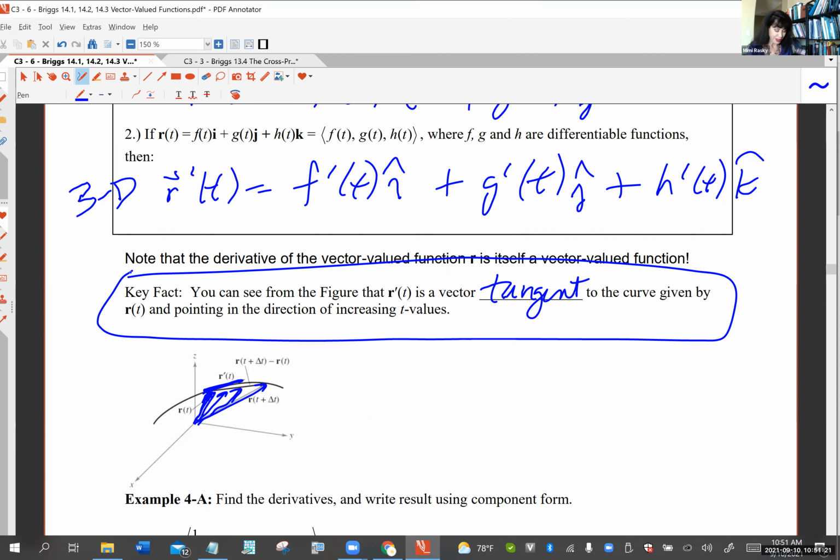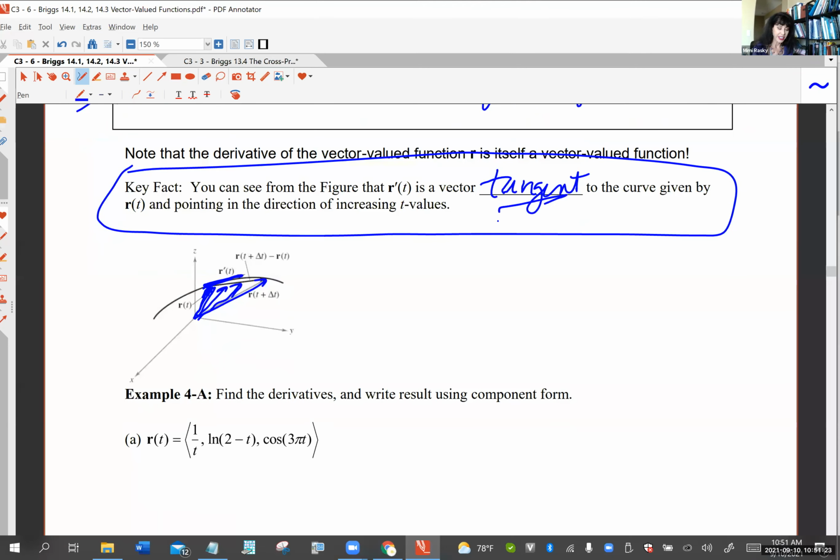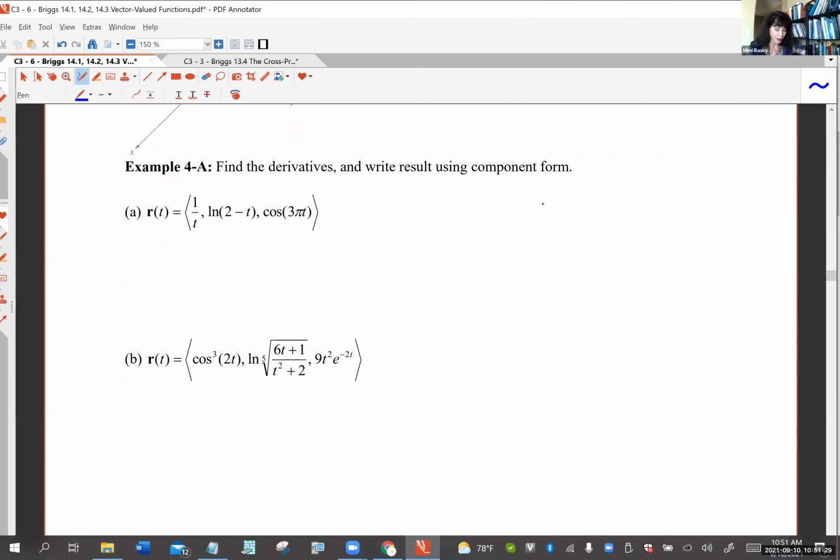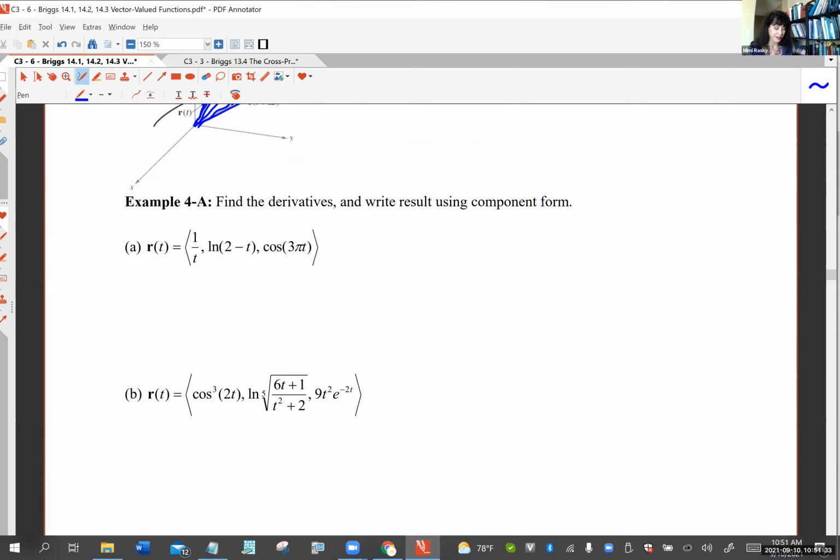So let's find some derivatives, and then we're going to use this handy fact. Okay. So here are some vector valued functions. Oh my God, these look terrible. Yeah, I know. Well, the first one's not too bad. So if you take the derivative of 1 over t, how do you do that?